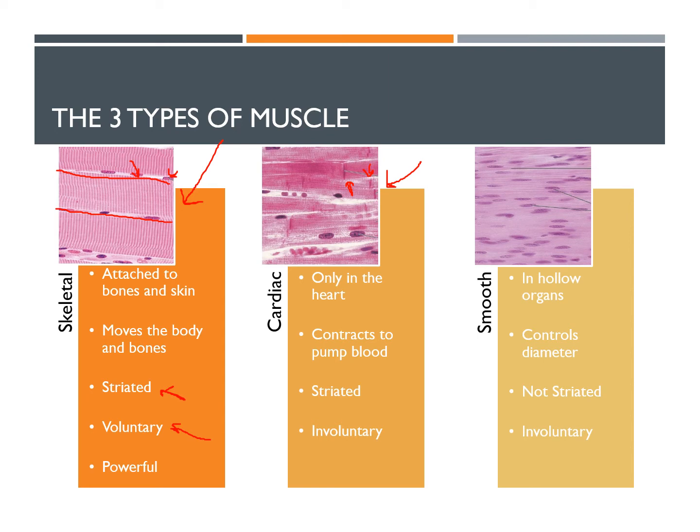I-N-T-E-R-C-A-L-A-T-E-D, D-I-S-C-S. Intercalated discs. Intercalated discs have gap junctions which allow the sharing of cytoplasm between adjacent cells. These cells are uninucleate, having only one nucleus. So the nuclei are the purple ovals again.